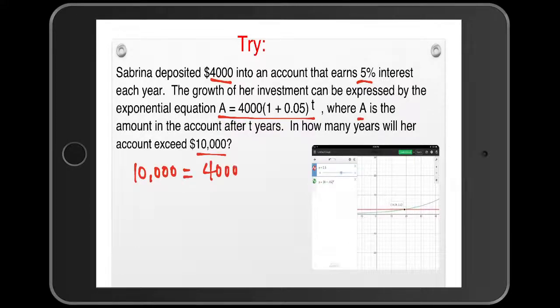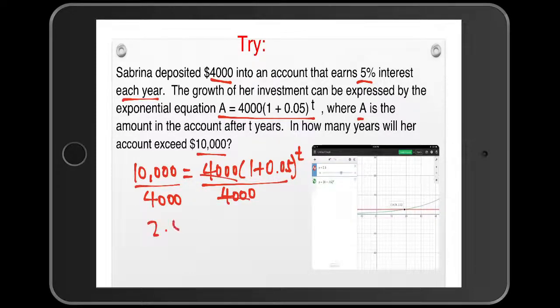And the initial amount is 4,000, times 1 plus 0.05 to the T power. And notice that this is interest earned 1 time per year, so we don't need to divide by the number of compounding periods. It's just 1 time a year, so that's why we just have 1.05 as the base. So to make the problem a little simpler, we're going to divide by 4,000 on both sides, and that will give us 2.5 equals, and we can combine the 1 plus 0.05 to give us 1.05 to the T power.